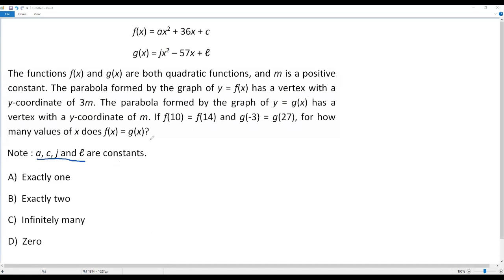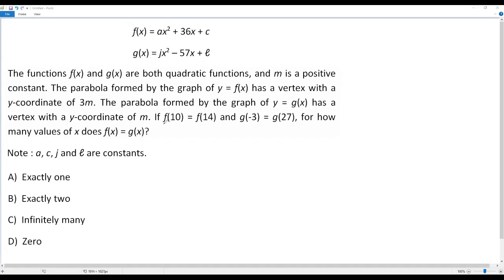Okay, in this question, first we have to be clear on what we have to find. We have to find the number of values of x for which f of x and g of x are equal. From the given two quadratic functions, when I equate f of x and g of x, I'll get an equation in terms of the variable x. When I solve the equation for x, that is the x coordinate at the point of intersection of the graphs of the given two functions. So to find the number of values of x for which f of x and g of x are equal, I have to find the number of points of intersection of the graphs of the given two functions.